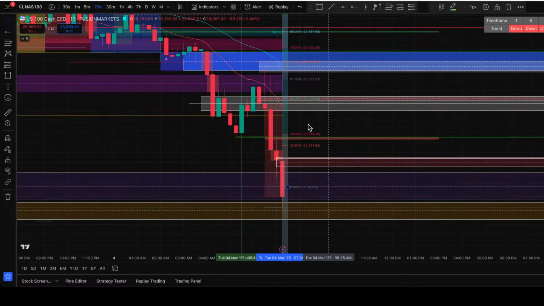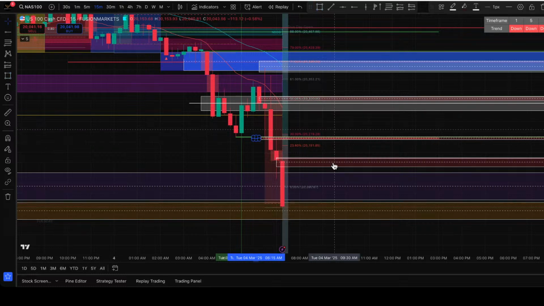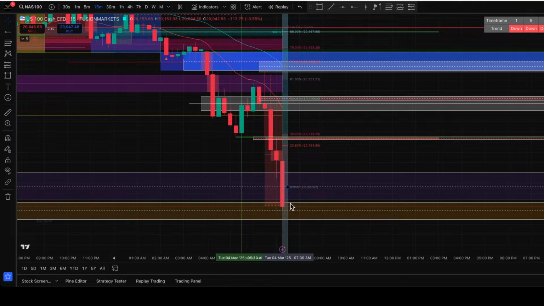Here's the first 15M fair value gap. This becomes an area of interest. Get rid of this. So we went all the way down to that old NWOG. Very, very bearish day.